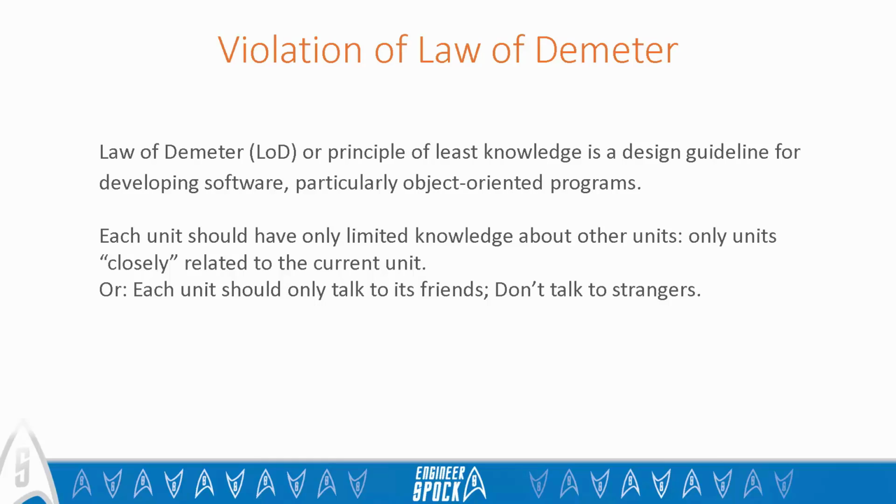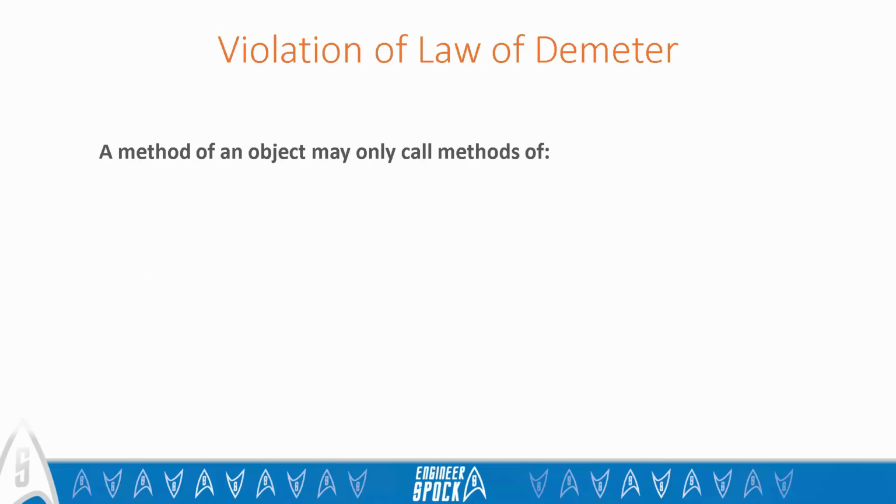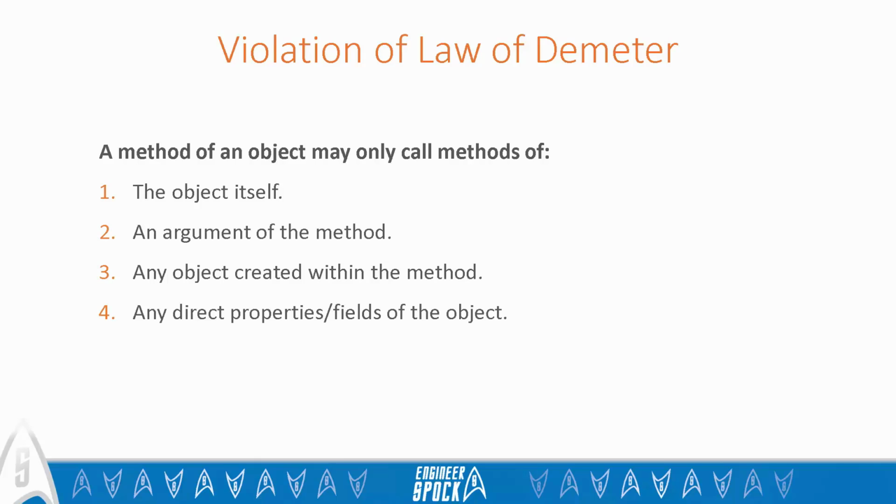Great, sounds clearer, but still not practical enough. The formal object form of the law can be summarized as: a method of an object may only call methods of, first, the object itself, second, an argument of the method, third, any object created within the method, fourth, any direct properties or fields of the object. Oh, at last the practical meaning becomes clear. Moreover, all these guidelines in the end come down to the following simple statement: don't talk to strangers. Another simple formula of this law is: use only one dot. Okay then, let's consider a practical example which was suggested long ago by David Bock as a great illustration of the problem.